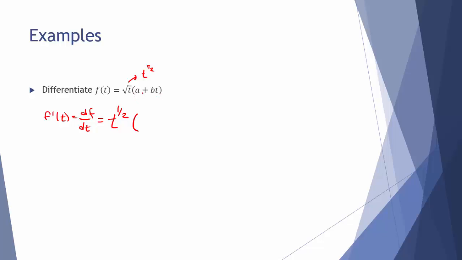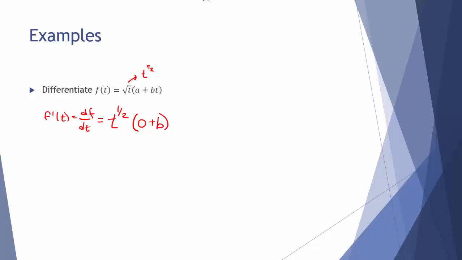So what's the derivative of a with respect to t? A is considered a constant, so its derivative will be 0. I'll go ahead and write it in. You don't have to, but just so it's obvious where I'm getting my numbers. Then what's the derivative of bt? The derivative of bt with respect to t is b.